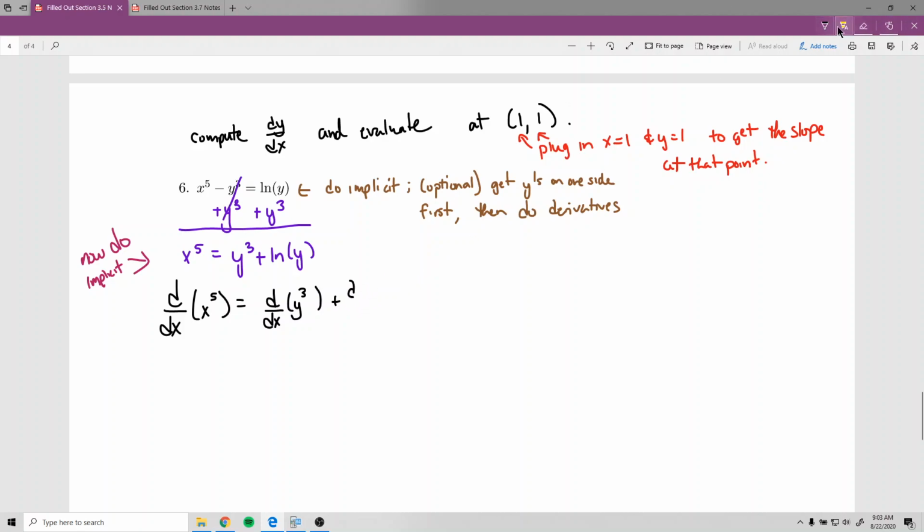Don't need that straight mark. So we're doing the derivative of everything. On the left side, since that's just our x stuff, that's our normal derivative. The derivative of x to the fifth is 5x to the fourth. On the right side, the derivative of y cubed, we do 3y squared, but from the chain rule, we multiply by dy over dx, plus the derivative of the natural log of y. We know that is 1 over x, but we have y, so make sure it's 1 over y. And then you multiply by the derivative of the inside. The derivative of y is dy over dx.